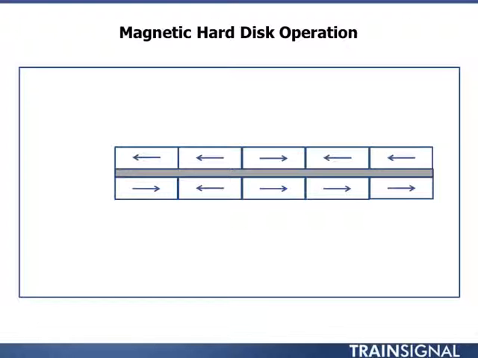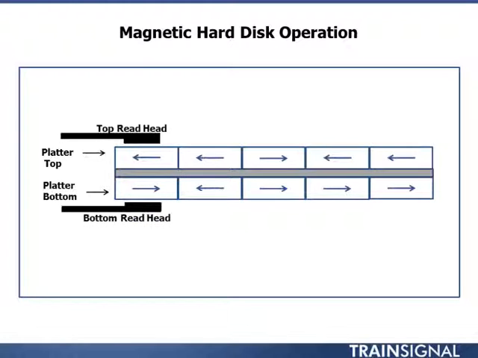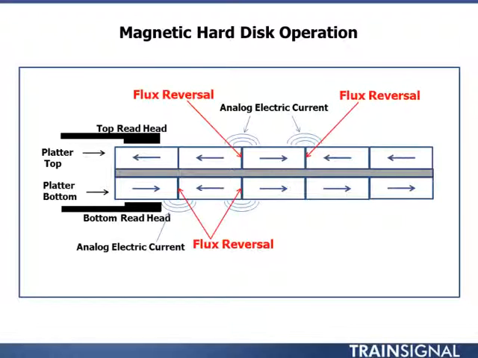So you have your top and your bottom of the platter, which we looked at before. You have your read and write heads, the electrical current that we talked about, and then the flux reversals.